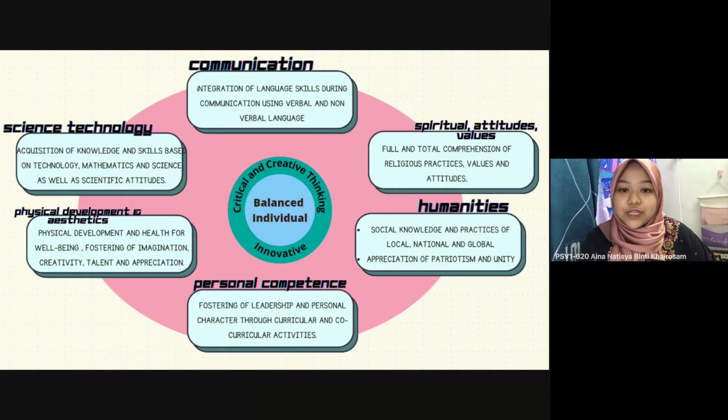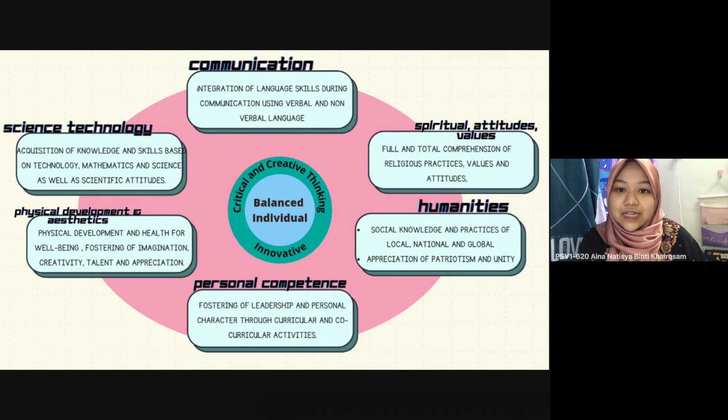So, for communication, integration of language skills during communication using verbal and non-verbal strategies. Science and technology is acquisition of knowledge and skills based on technology, mathematics and science, as well as scientific aptitudes. Physical development and aesthetics, physical development and health for well-being, fostering of imagination, creativity, talent, and appreciation.